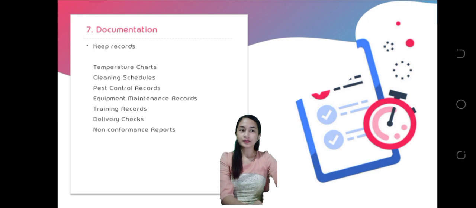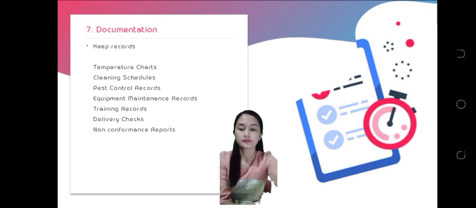So it ensures the accuracy of the records, evaluates the monitor's performance, and determines their training requirements, ensuring the application and efficiency of the current food safety controls. Documentation means keeping records such as temperature charts, cleaning schedules, pest control records, equipment maintenance records, training records, delivery checks, and non-conformance reports. Food businesses are also required by law to keep records of the creation, processing, packing, distribution, receipt, holding, or importing of food items.